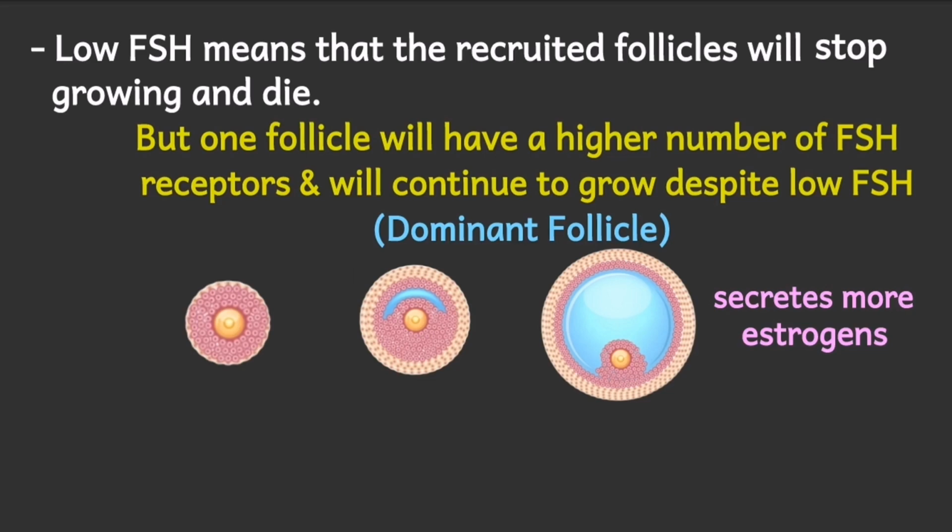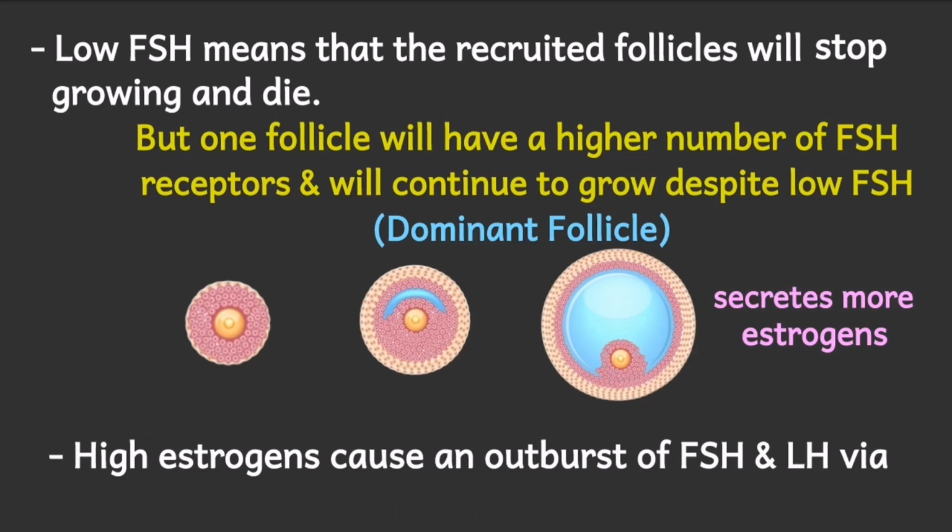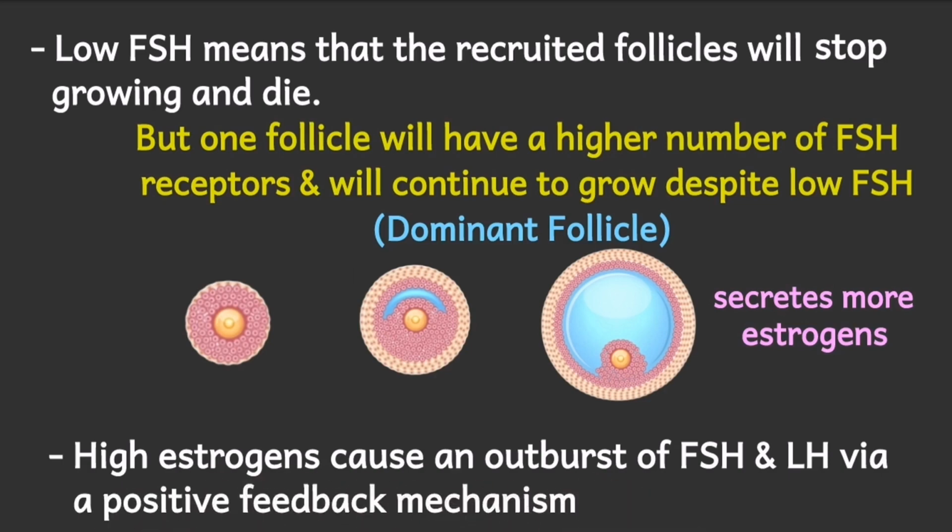This overly increased level of estrogens causes an outburst of FSH and LH via a positive feedback mechanism. So it goes to the hypothalamus and tells it to produce more of the gonadotropin releasing hormone. This hormone also stimulates the anterior pituitary gland to produce more and more of the FSH and LH. And so this mechanism is called a positive feedback mechanism, where an increased amount of a substance goes to tell its producer to keep producing it the more. And so you've seen that we have two feedback mechanisms, a negative feedback mechanism and then a positive feedback mechanism.